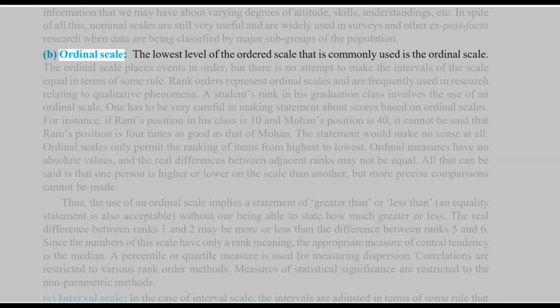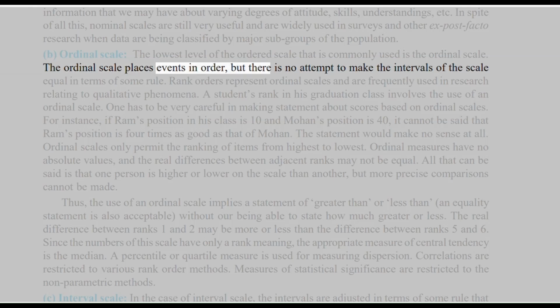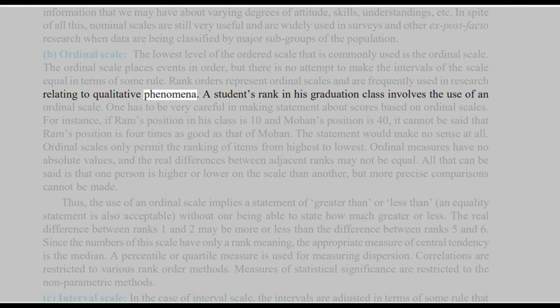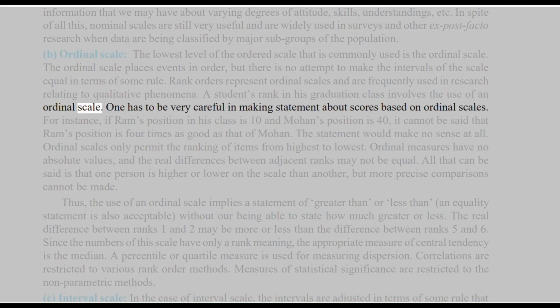B. Ordinal scale. The lowest level of the ordered scale that is commonly used is the ordinal scale. The ordinal scale places events in order, but there is no attempt to make the intervals of the scale equal in terms of some rule. Rank orders represent ordinal scales and are frequently used in research relating to qualitative phenomena. A student's rank in his graduation class involves the use of an ordinal scale.